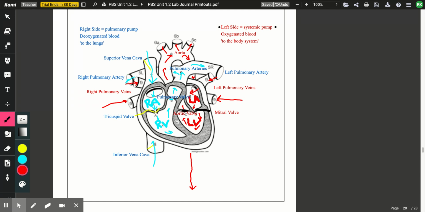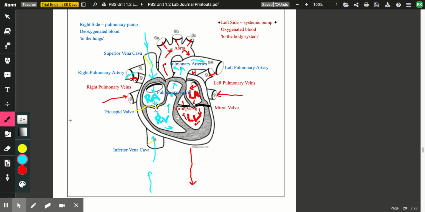Now, once the body uses that blood up, the blood is now deoxygenated, and it's going to come back into the superior or inferior vena cavas. So it's one whole circulatory system. It's one big circle, essentially. It's one way movement, okay? And the heart, the valves, the way it pumps allows for blood to move one way through the body.